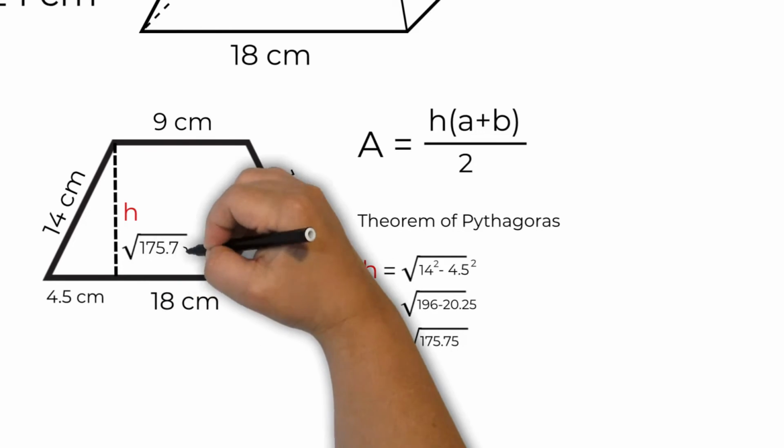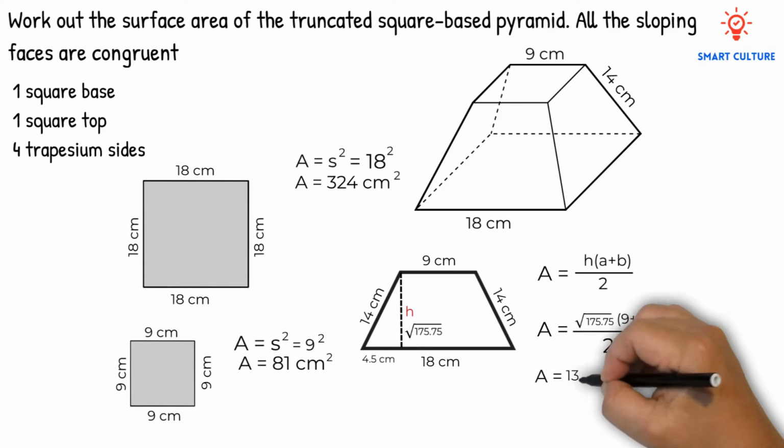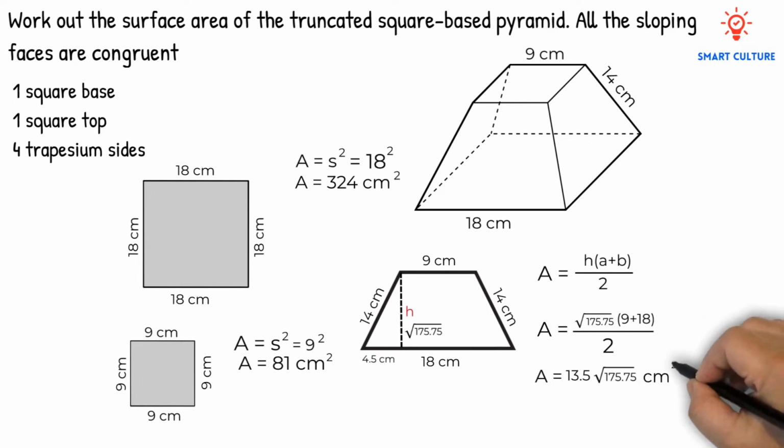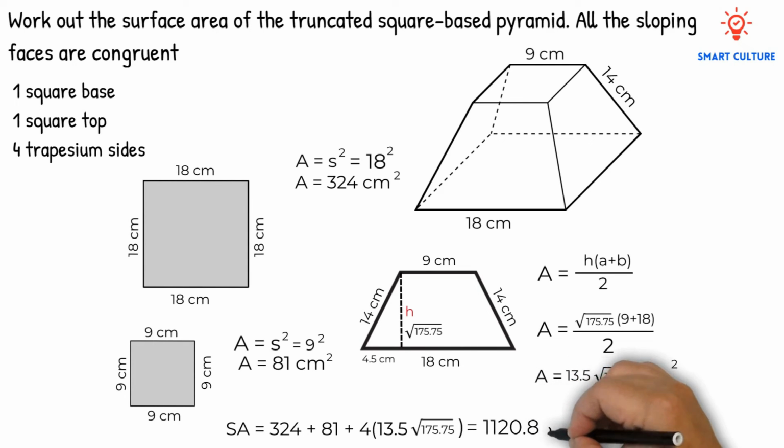Now we can plug these values into the formula. Then we get 13.5 multiplied by the square root of 175.75. Now we have to add up all these values. One thing that you have to keep in mind is that you have to multiply the area of the trapezium by 4, since we are working with 4 trapeziums in this truncated pyramid. So we have 324, and then we add 81, and then we add 4 times 13.5 multiplied by the square root of 175.75. And this equals 1120.88, which will then be the surface area of this truncated pyramid.